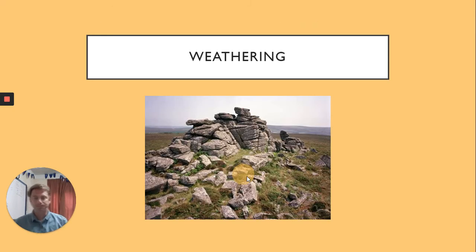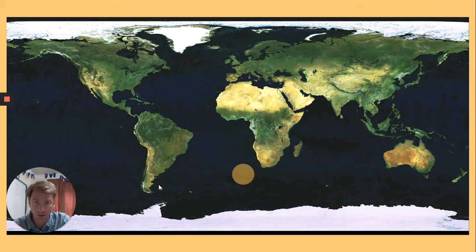Right, weathering. Weathering is not erosion. Weathering happens in situ, where it is. We do not need movement for weathering. So what we're going to be looking at is what weathering is in the uplands, and in particular, we're going to be looking at freeze-thaw.